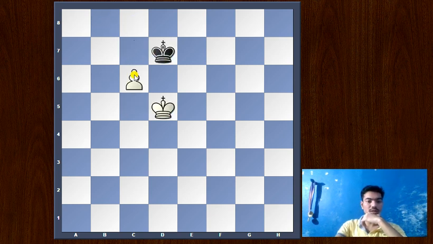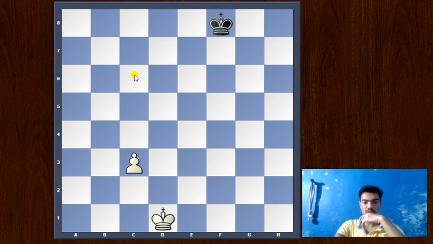The king who wants to win the game has to be two squares in front of the pawn. So the white king has to be on a key square.